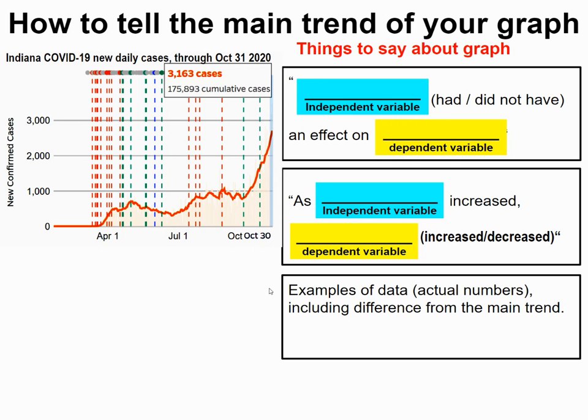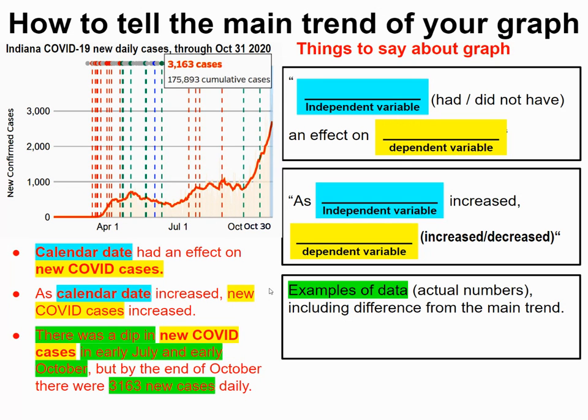Okay, so for this particular graph, here's what you could say. Calendar date, because that's what's down here, had an effect on new COVID cases, because this is new COVID cases here. And you can see that because this line kind of zigzags, but it goes up. So then you'd say as calendar date increased, so as you go on in time, new COVID cases increased because they're going up. It's a positive trend of line.